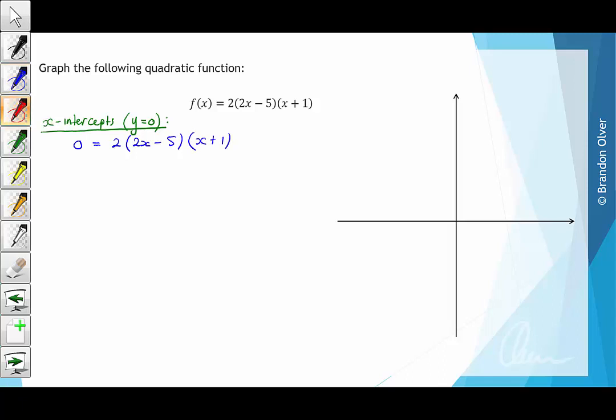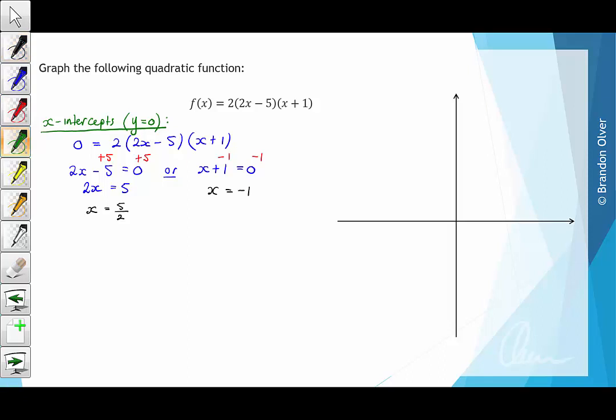And now we use the null factor law, which states that if a times b equals 0, then a could equal 0 or b could equal 0. So in this case, we can have 2x minus 5 equal to 0, or we could have x plus 1 equal to 0. So solving for x, we add 5 to both sides, and we get 2x equals 5. Therefore, dividing by 2, we get x is equal to 5 on 2. Similarly, we subtract 1 from both sides of the equation, and we get x is equal to negative 1.